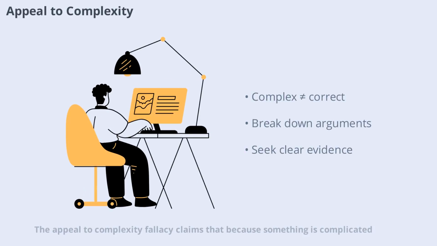The appeal to complexity fallacy claims that because something is complicated, it must be true or false. For example, this issue is too complex for you to understand, so just trust me. Complexity doesn't guarantee correctness. It's important to break down arguments and look for clear evidence, no matter how complicated the topic seems.